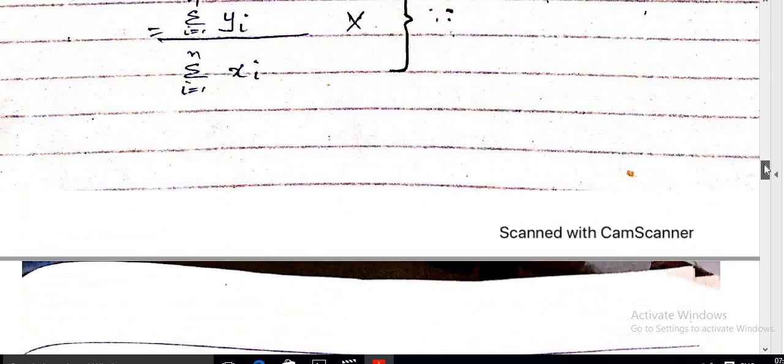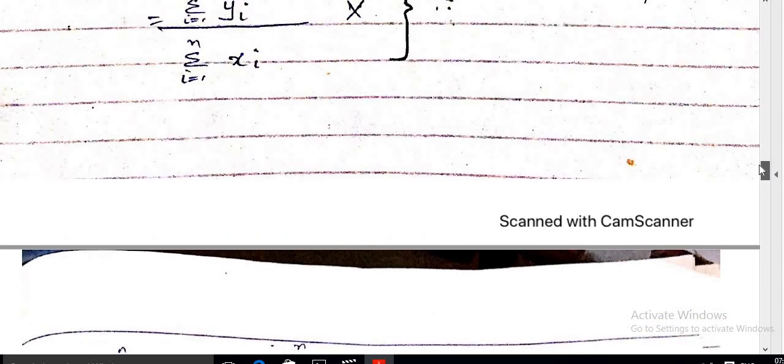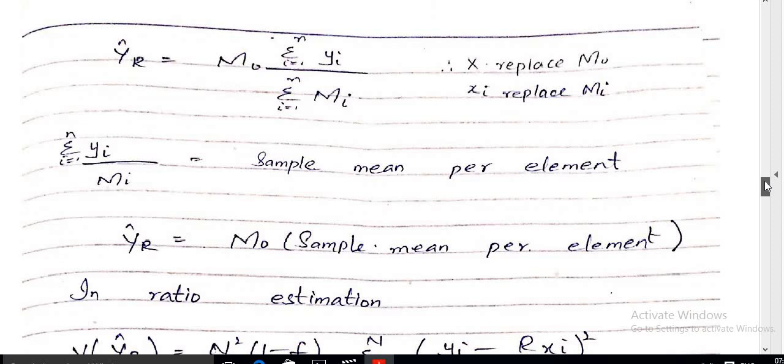Y hat r is equal to... capital X is replaced by m naught, and the sum of i from 1 to n of xi is replaced by the sum of mi, i from 1 to n. Therefore, the sum of i from 1 to n of yi divided by the sum of mi is the sample mean per element. Y hat r is equal to m naught times this.